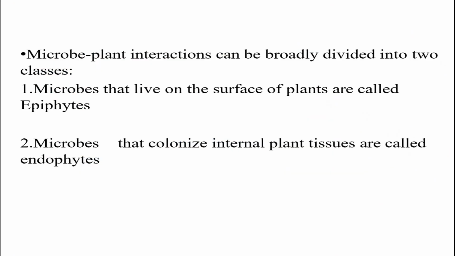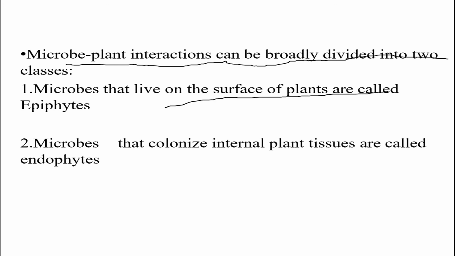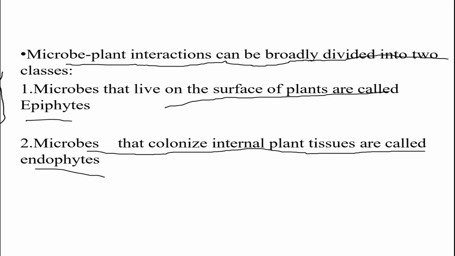Moving on, microbe and plant interactions can be broadly divided into two classes. Microbes that live on the surface of the plants are known as epiphytes, and microbes that are present internally in the plant tissues are endophytes. So these are two types of microbes that generally exist: those that live on the surface of the plants are epiphytes, and those that are present inside the plant tissues are endophytes.